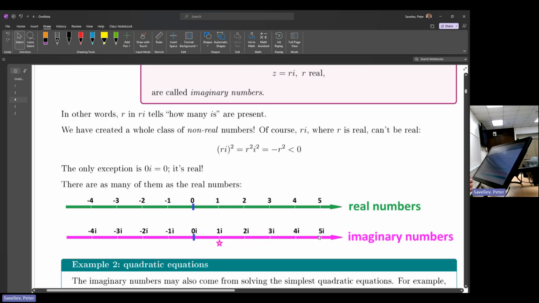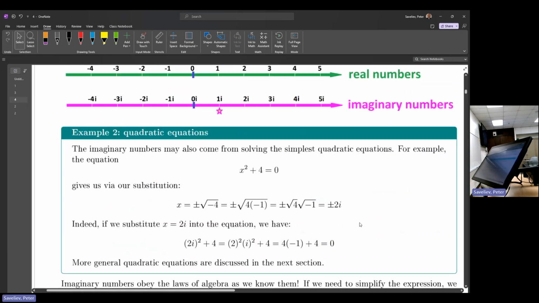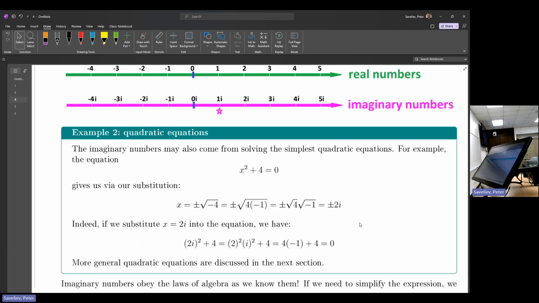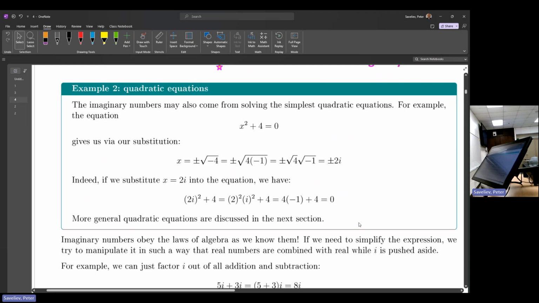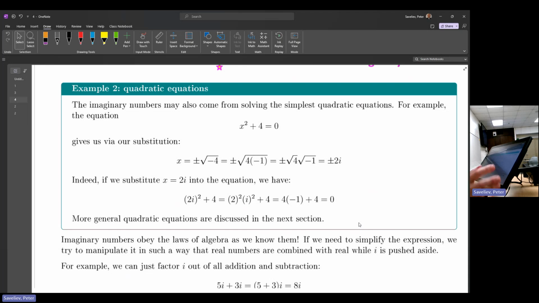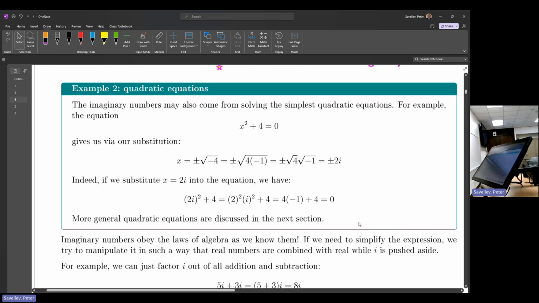So then once again, a quadratic equation can be solved now in terms of imaginary numbers. The quadratic formula a little bit later, but here x squared plus 4, if we need to solve it, we just write x equal to plus or minus square root of -4. We factor 4 out, because like I said, all the rules apply to the numbers, and I end up with plus or minus 2i. So imaginary numbers follow the laws of algebra as we know them. If we need to simplify the expression, we try to manipulate it in exactly the same way as before we would with the real number.